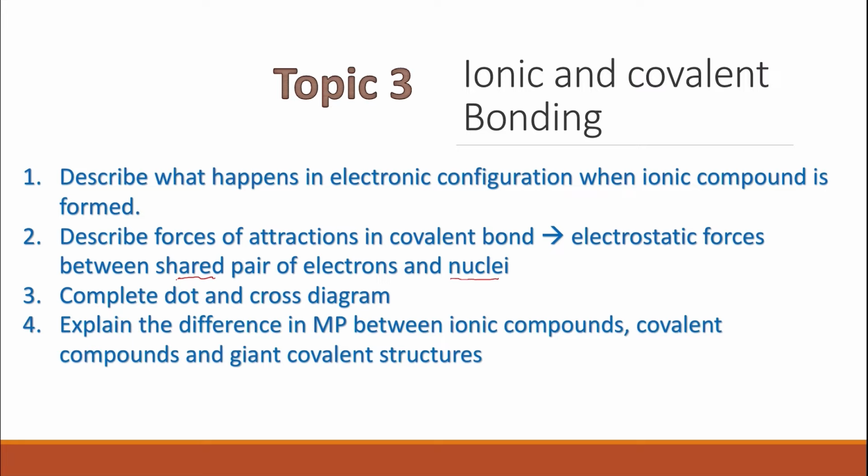Remember that ionic compounds have a giant ionic lattice and they have strong electrostatic forces of attraction between the oppositely charged ions. They need a lot of heat to break these forces, so they have high melting points. Covalent compounds, however, have weak intermolecular forces of attraction between their molecules. This is why they have low melting points and boiling points.